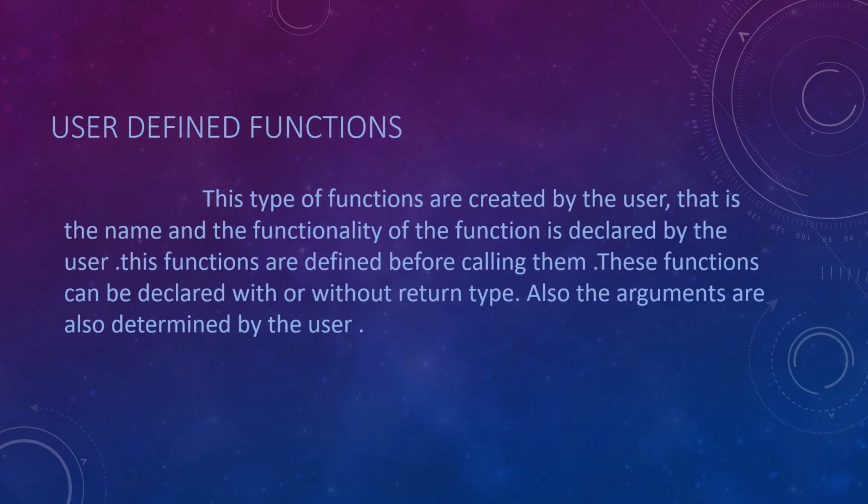User-defined functions. These are the functions that are declared and created by the user. That is, the name and the functionality of the function are declared by the user. So these functions are defined before calling them. This function can be declared with or without a return type, as per the user's wish. Also, the arguments are determined by the user.